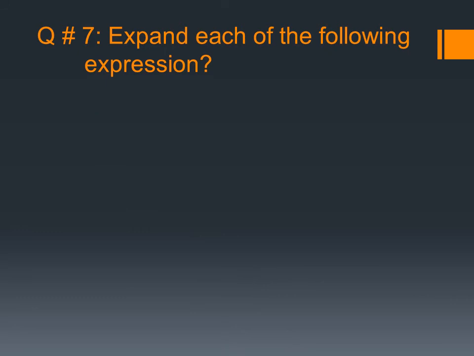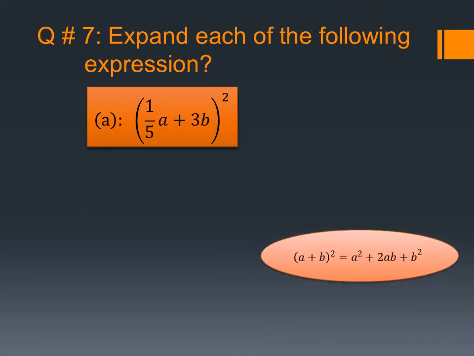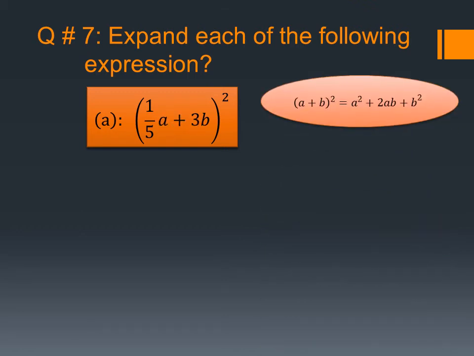Moving to question number 7. This is of the same type, 1 by 5a plus 3b whole square. Again we are having whole square and plus sign inside the bracket, so we will apply the formula of a plus b whole square. But the only difference from the previous question and here is we have been involved with a fraction. We are here dealing with a fraction. So there is no difference in the solution of the question.